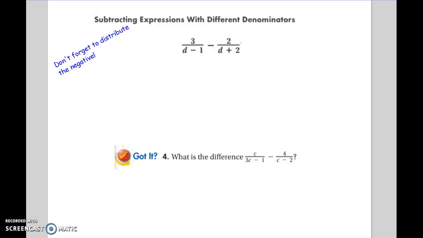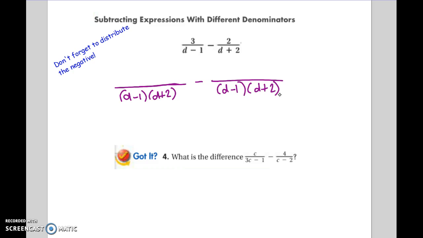Okay, let's look at the next one. So these are different denominators, but they are binomials. And basically with a binomial, since we don't know what the d stands for, we can't actually find out what they both go into. So when we make our common denominators, we just put both binomials. So it would be d minus 1, d plus 2.